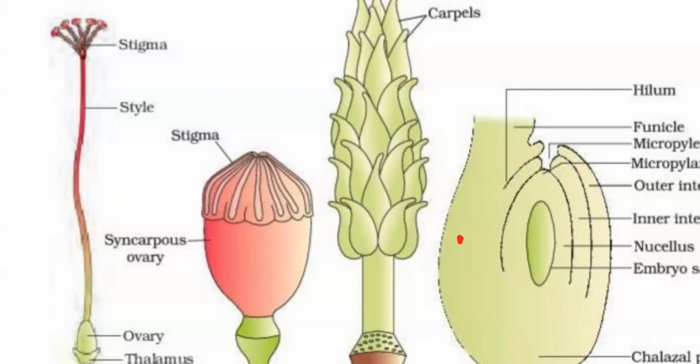This basal region of the pistil, its chambers are called locules. They are termed as locules. And the cushion-like tissue within it, that's called placenta, correct? From which develops what? Ovules.